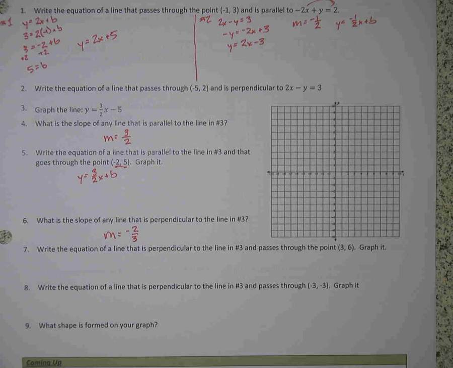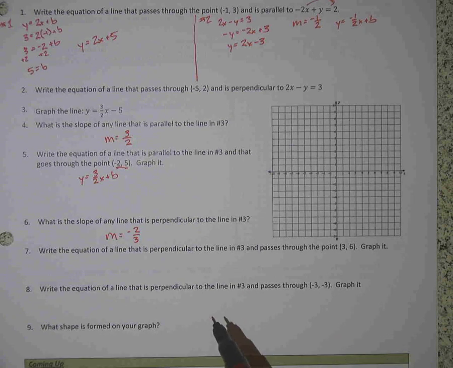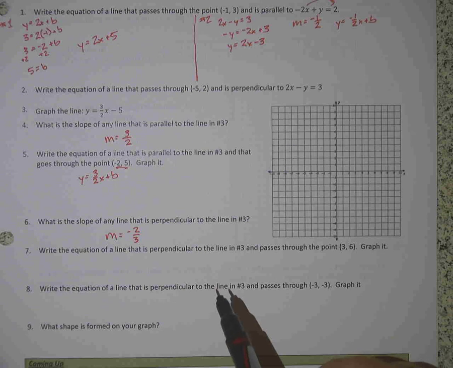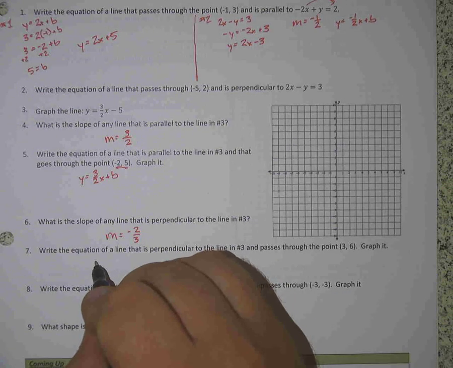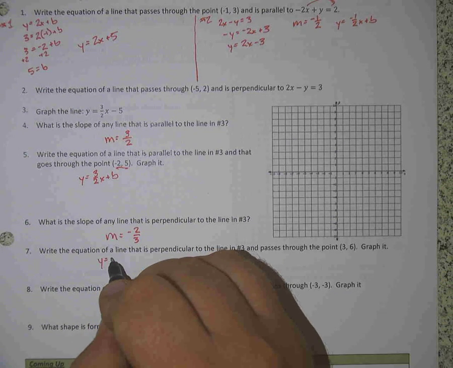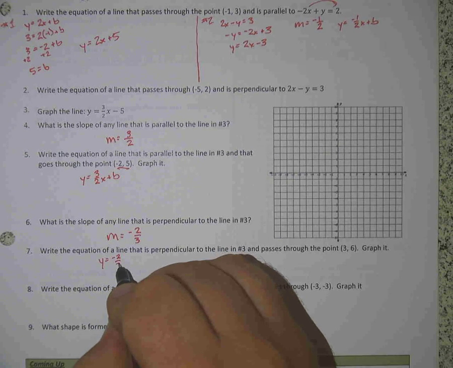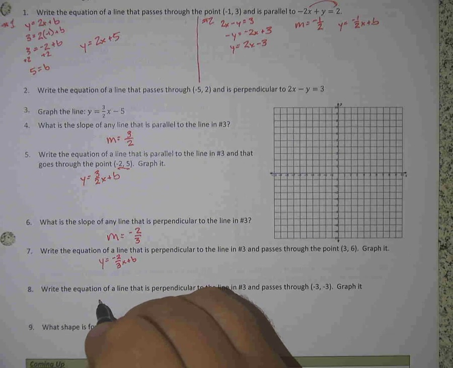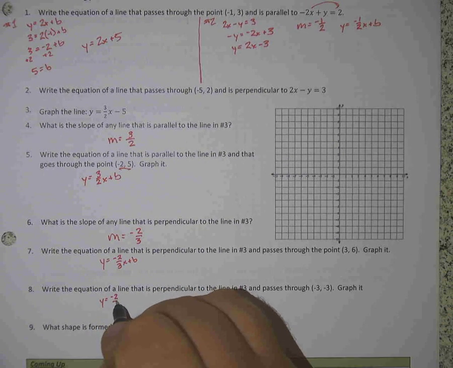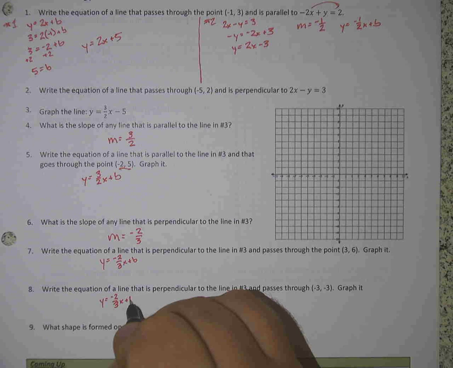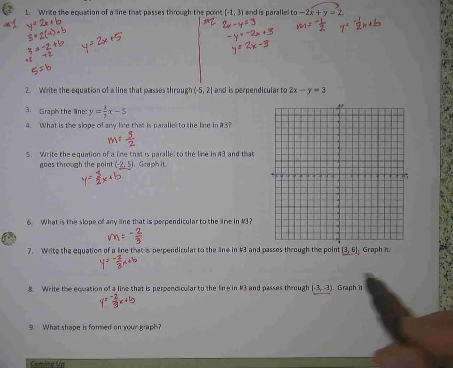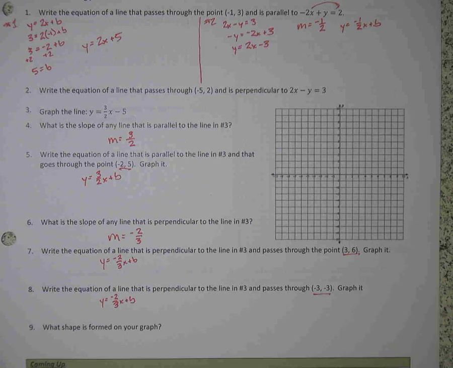Then you have two problems that are basically the same idea, where you're going to be finding the y-intercept and graphing a line. You guys can do that by now, but the setup of your equation will be y equals negative 2/3 x plus b for both of these problems. What you're going to be doing is plugging in the points that you have, figuring out the y-intercept, and then graphing it.